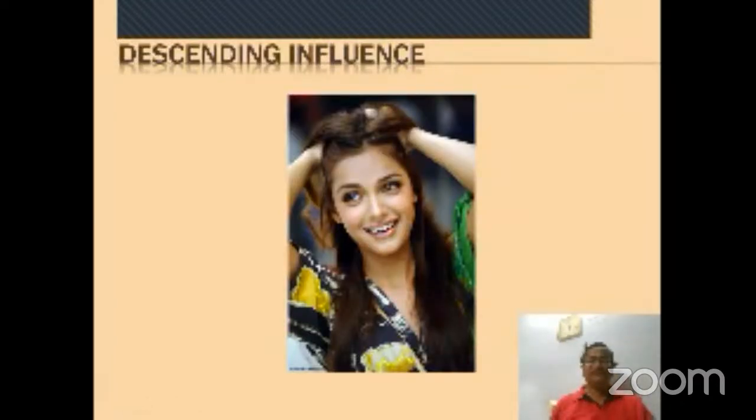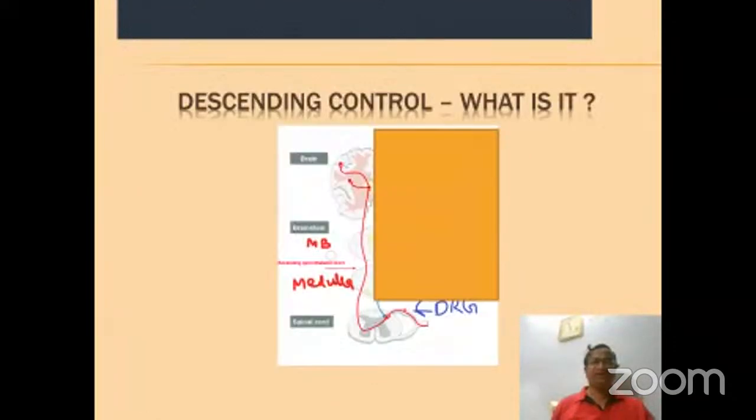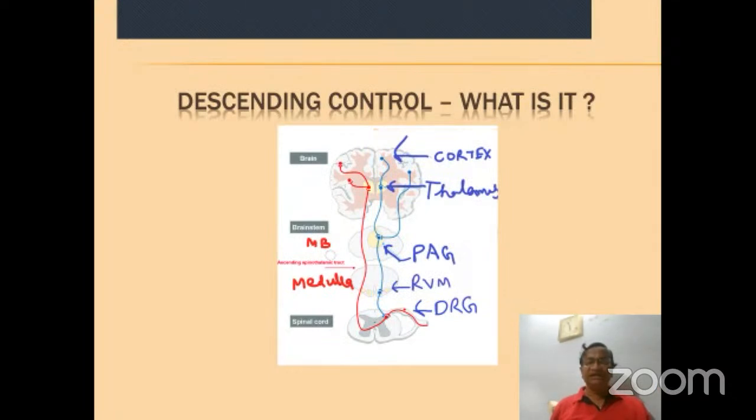Now we will go to the descending influence. What is this descending control? Now we know that from the nociceptor, prostaglandins, histamines, and algogens are released. They stimulate the peripheral nerves. The signal goes through the dorsal horn, lateral pathways, all these things we know. This is what is called the ascending pathway of pain. Then there is something called the descending control. We have the rostromedial nucleus, periaqueductal gray, the dorsal root ganglion, and cortex. From there, a lot of fibers pass into the DRG. This is what is called the descending control.